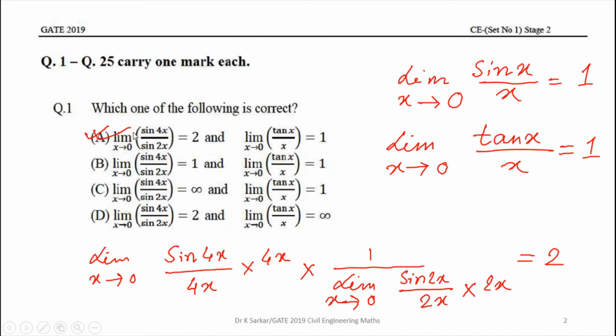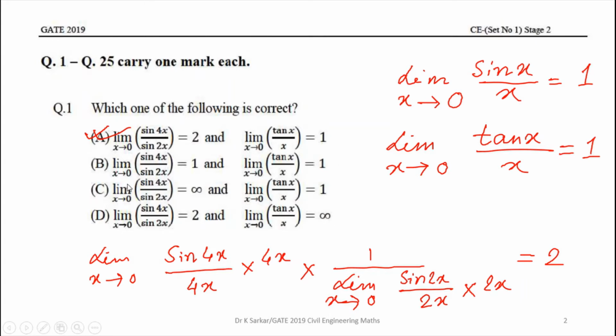Option A. Limit x tends to 0 sin 4x by sin 2x is 2 and limit x tends to 0 tan x by x is 1. Option B, limit x tends to 0 sin 4x by sin 2x is 1 and limit x tends to 0 tan x by x is 1.